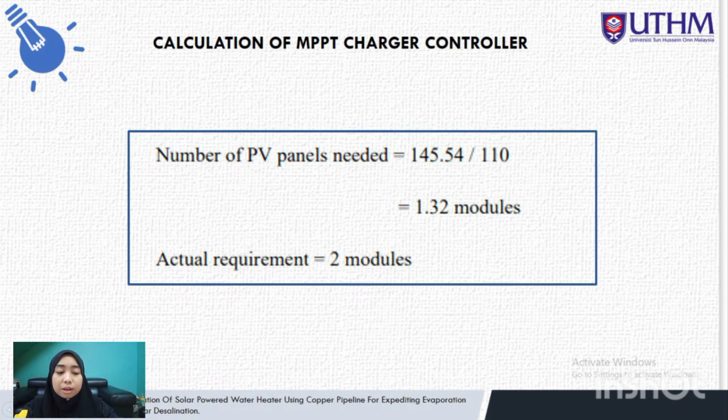Okay, so we have to divide our watt peak by the watt peak available. The value we get is 1.32 modules, and we take the actual number, which is 2 modules. So the total PV modules that we need is 2 modules.